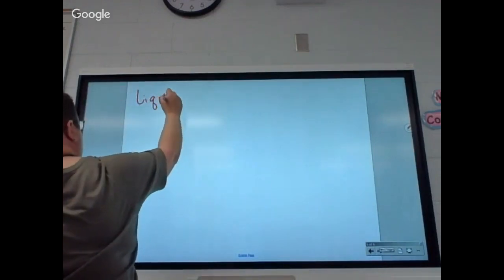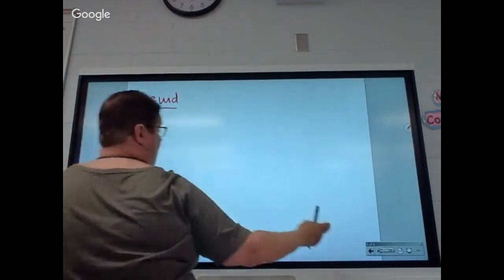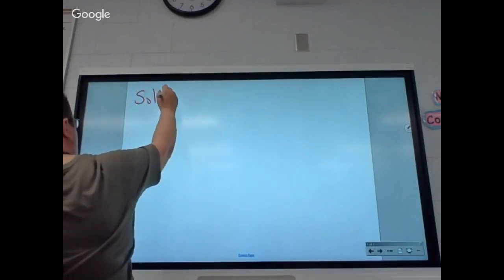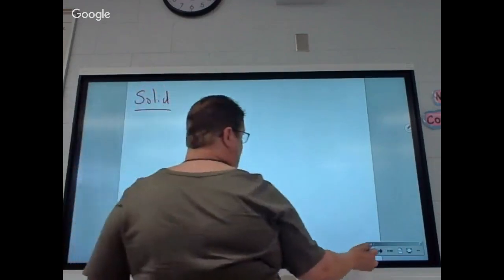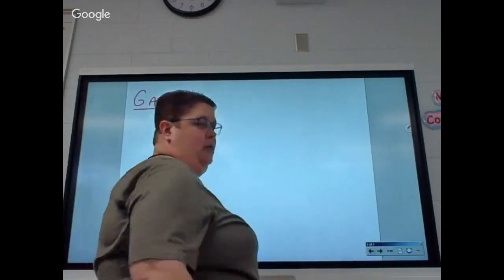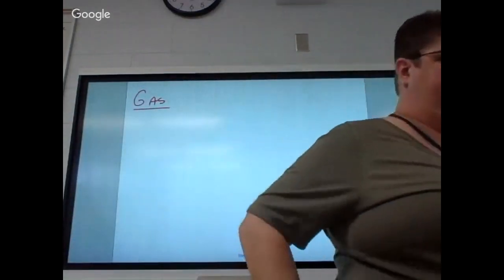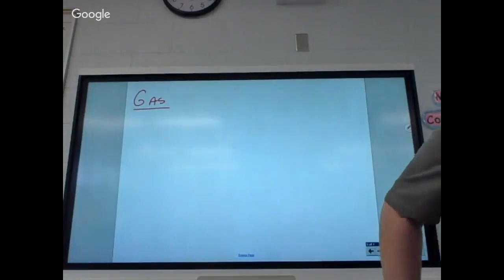Liquid next is the middle column. And solid last says that's the third column on the chart. All right, so for gas, what did you put in the gas column? Fluidity. All right, let's do it this way or I'll forget what's on this paper.